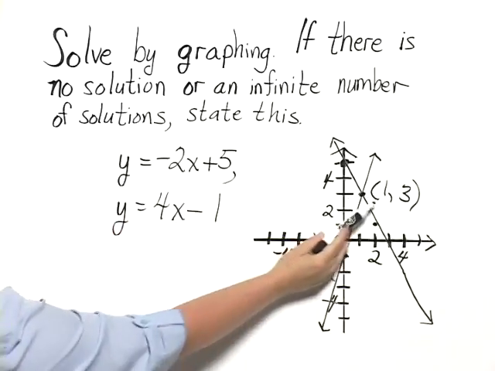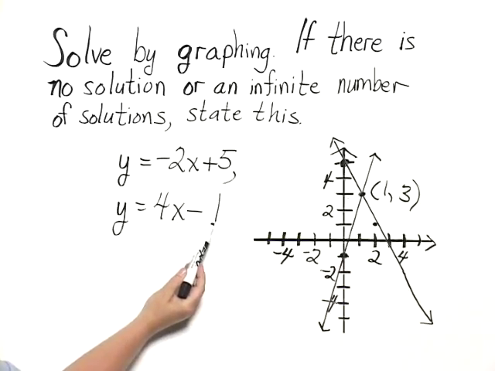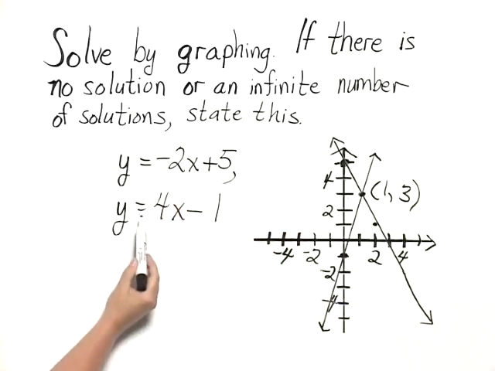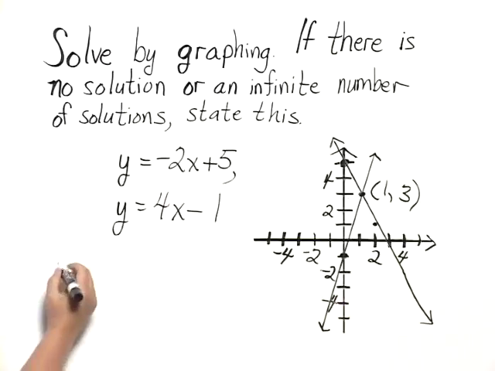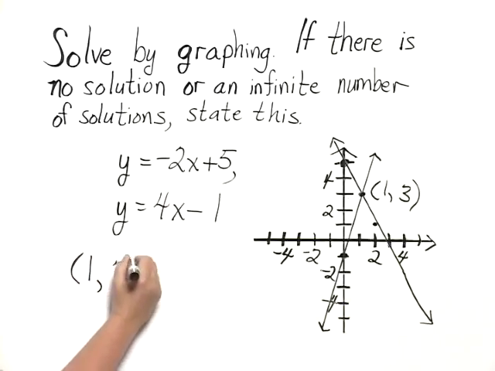In the second equation, if x is 1, we have 4 times 1, which is 4, minus 1, which is also 3. Since this checks in both of these equations and makes both equations true, it is the solution of the system. So your answer would be that ordered pair, 1, 3.